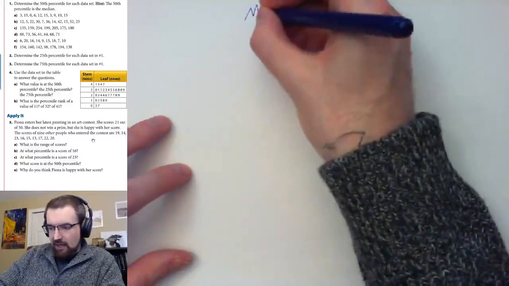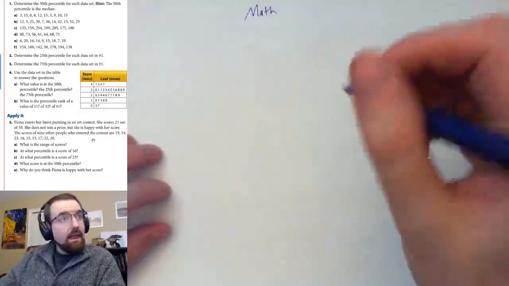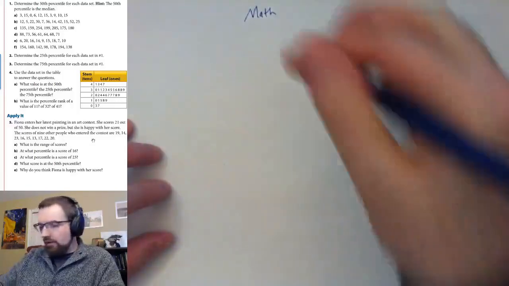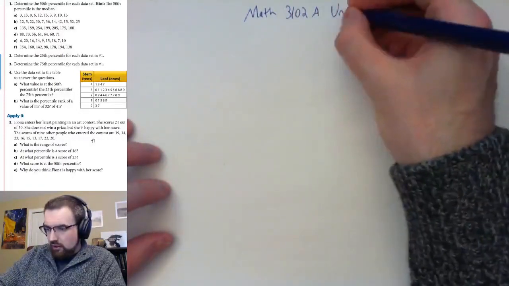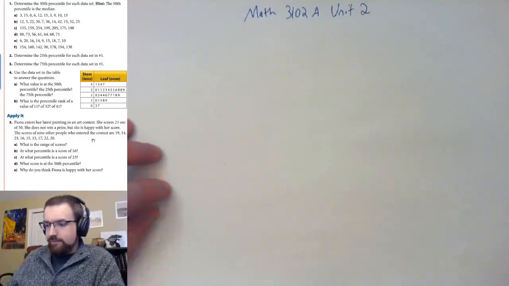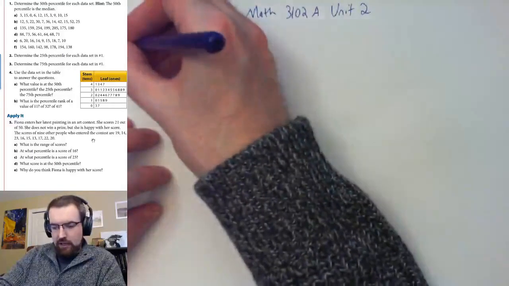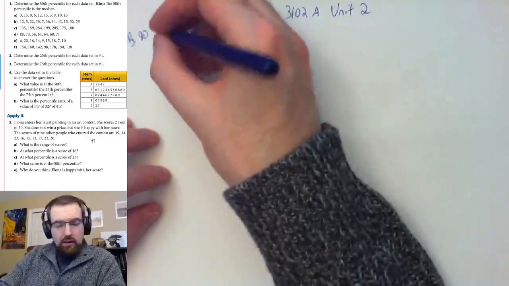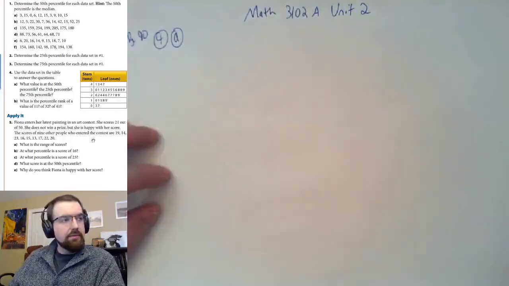So this is going to be math. Let me get this Revel off of here. So this is math 3102A unit 2. This is page 90, question number 4A. What value is at the 50th percentile, the 25th, and the 75th?